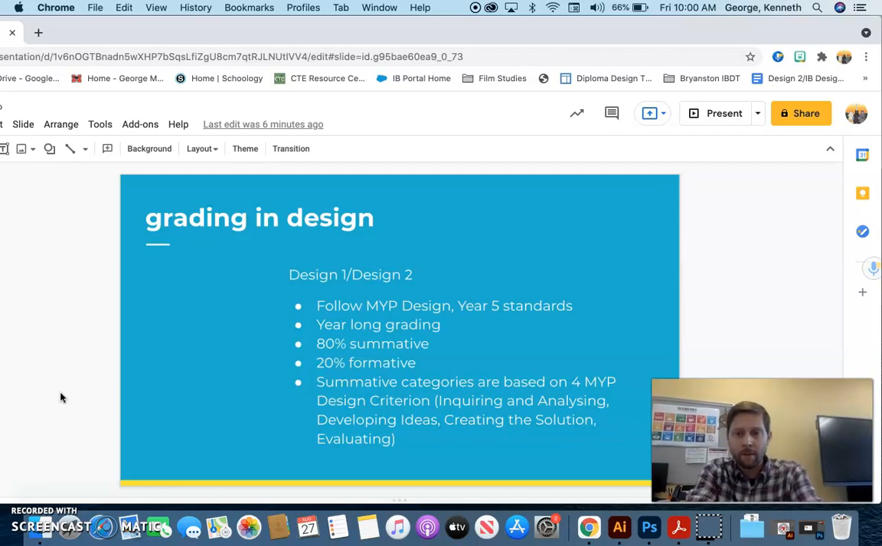It is an IB design cycle, but if you were to study design in other universities or institutions or programs, you would see a very similar document that looks at designing through the same lens of the 4 steps. Grading is typically 80% summative, so based on the evaluation, we do criterion reference. So we always reference those 4 MYP criteria, A, B, C, and D. And that gets a formative grade or a summative grade. And then 20% of the grade would be formative.